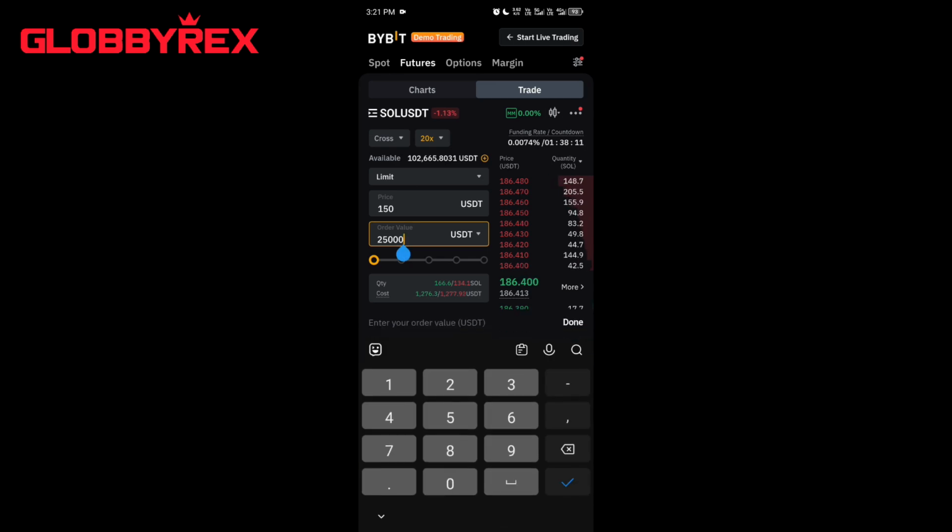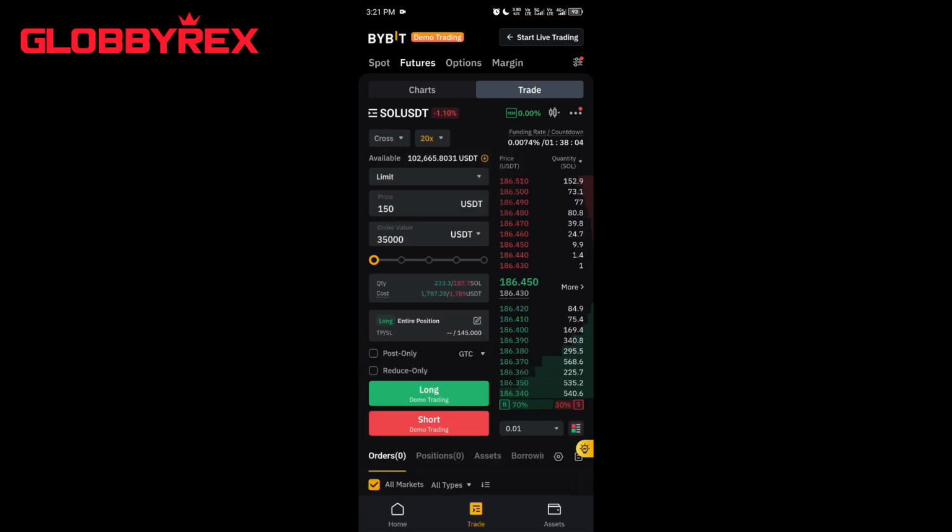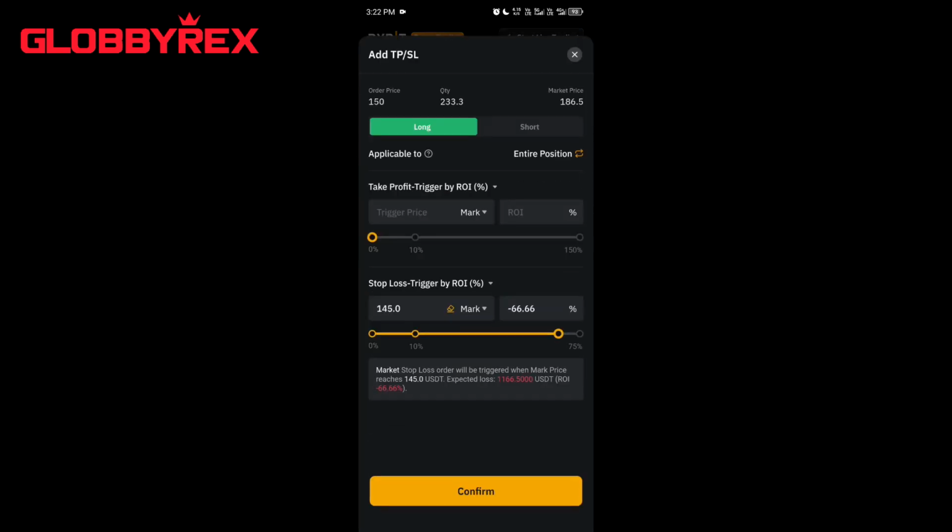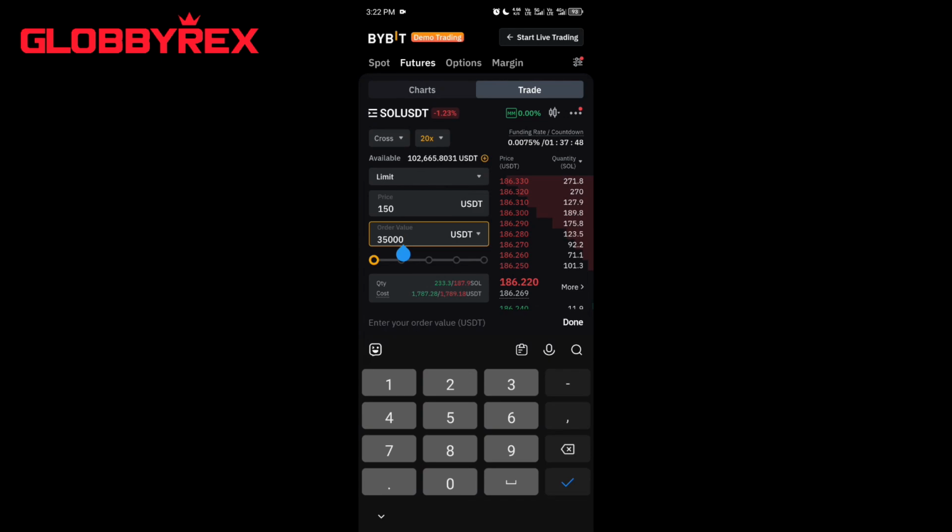trade with. So if I say let's try 35 here, which means I want to open this trade with like 1,000. Look at the cost, 1,787. What's going to be my expected loss? 1,166. Okay, now it is more than 1k. We need to reduce the position size. So reduce the position size to like, let's say 32 here.